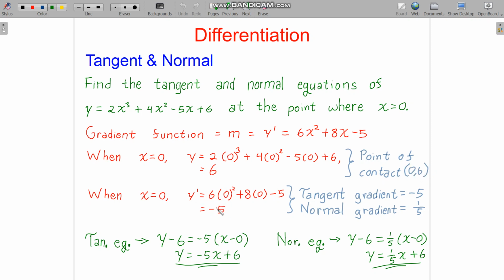And from here, we know that the tangent gradient is -5, which means the normal gradient is -1 over -5 or 1 over 5. Remember, if we multiply them, we must get -1. So therefore, the tangent equation is using the y minus y1 equals m times x minus x1 formula. The tangent is y equals -5x plus 6, and the normal is y equals 1/5 x plus 6.